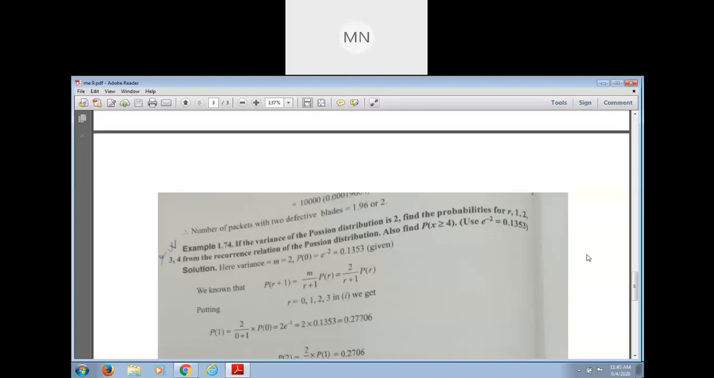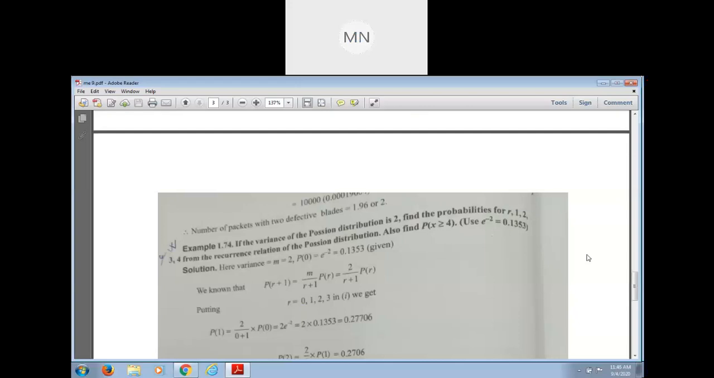Can you guess it? Suppose it is the mean of the Poisson distribution. Because we know that the mean and variance of the Poisson distribution are the same, if the variance is given, then we write it as m.